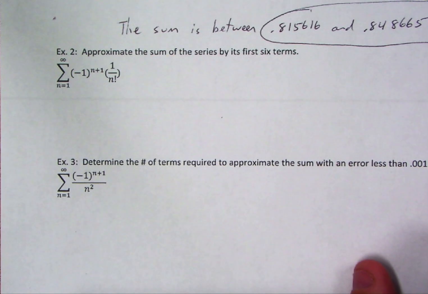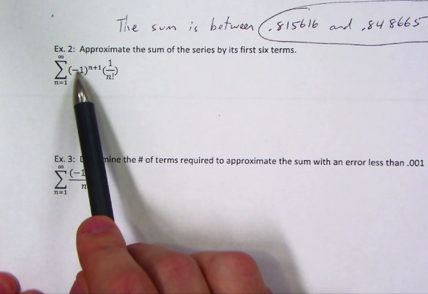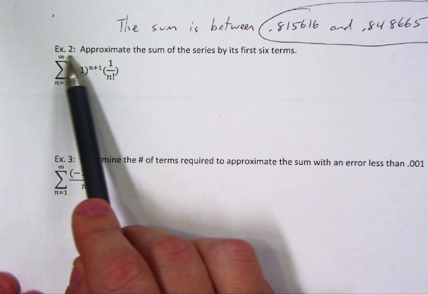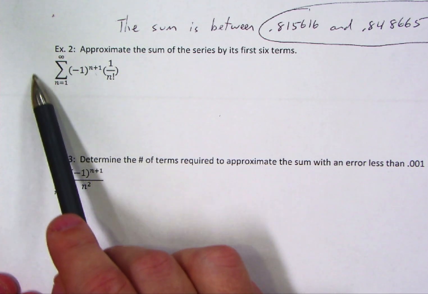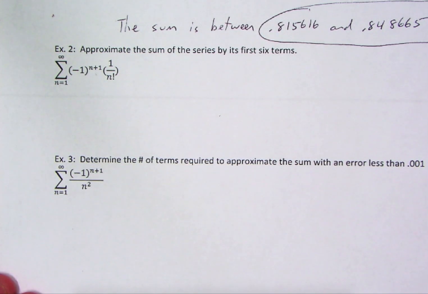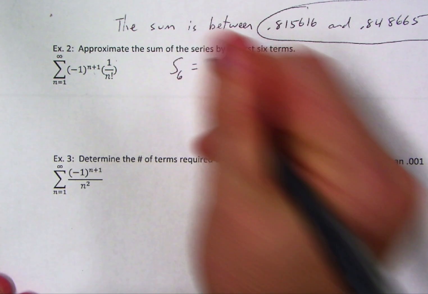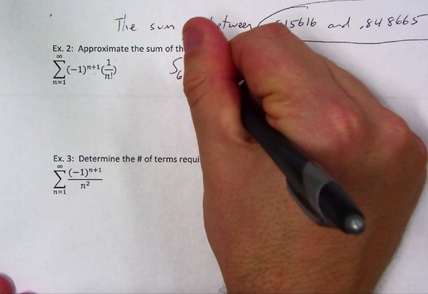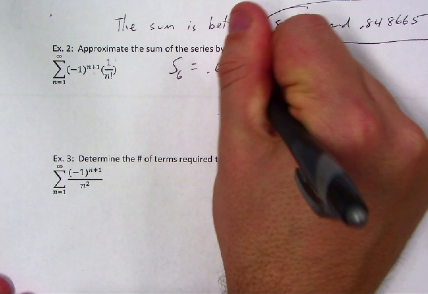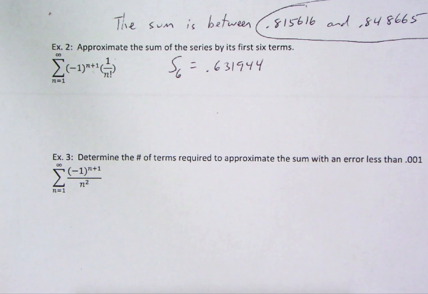All right. Approximate the sum of the series by its first 6 terms. So it wants us to calculate the sum of the first 6 terms of the series, figure out what the error bound is, kind of like what we did in the last problem, and get a range of what the actual sum could be. That's what it means to approximate. So if I found the sum of the first 6, that would be 0.631944. Just from adding up the first 6 terms, that's the value that I would get.